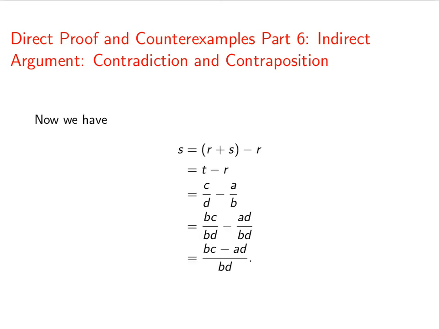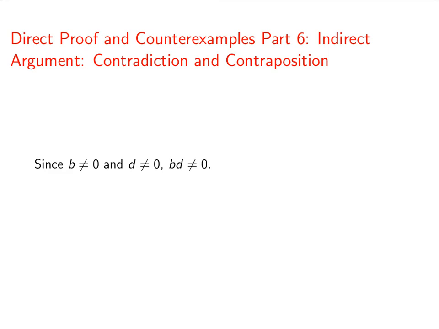All right, if we do a little bit of arithmetic here and just compute what s is, r plus s minus r. But what was r plus s? That was t. So s is really t minus r. And then if we replace everything with the a, b, c, and d that we got before, we can end up with an expression that looks like this: bc minus ad all over bd. And remember that b was not equal to 0 and d was not equal to 0. That tells us that the denominator that we've come up with here is not equal to 0.